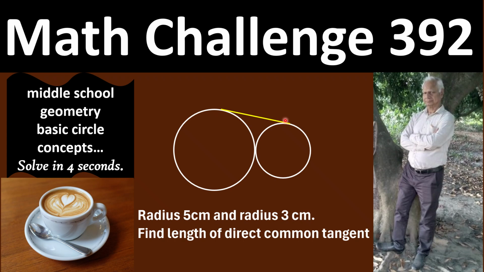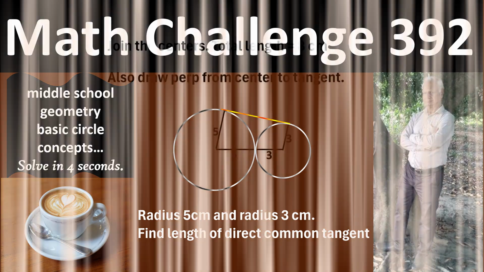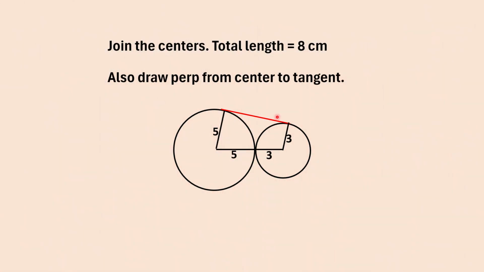Math Challenge 392, middle school geometry based on elementary circle concepts. So let us see if we can solve it in just below 4 seconds. So the first step is we join the centers. We join the centers of the two circles and we can see that the distance between the centers will be 8 centimeters. Because the circles are touching each other, the total distance between the centers of the two circles will be 5 plus 3, 8 centimeters.